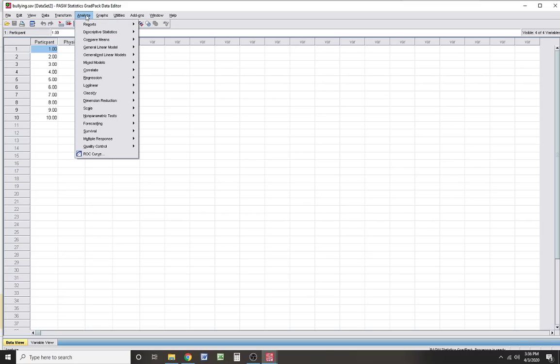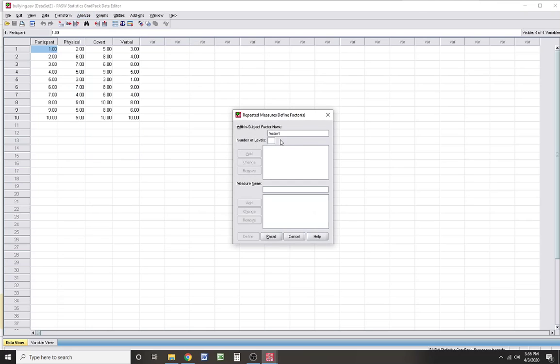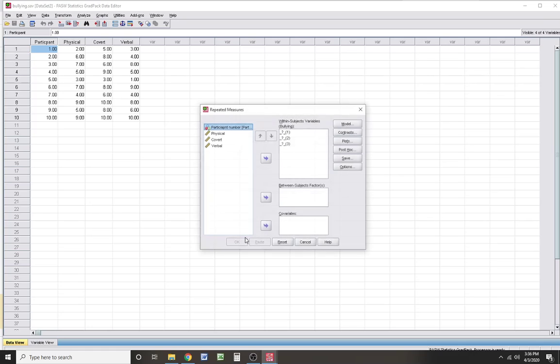So we go to Analyze, General Linear Model, and we're doing a repeated measures. We could leave this as factor 1, but that's a little vague, so let's change that to what our IV was, which was bullying. It had 3 different levels, so we're going to create a factor named bullying and tell it that it had 3 levels. So we add that. Now we have to define what those 3 levels are.